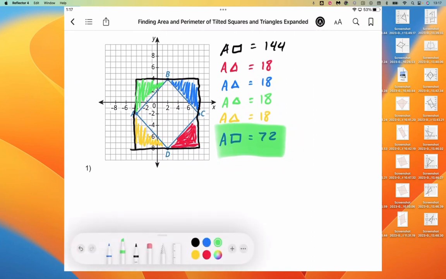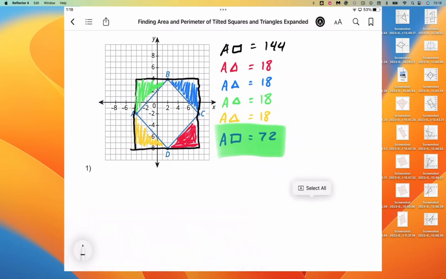On to finding the perimeter. For the perimeter, it's a square, so all 4 sides are going to be the same length. We can pick any pair of points, it doesn't matter. So I'll pick 2, 4 and 8, negative 2.